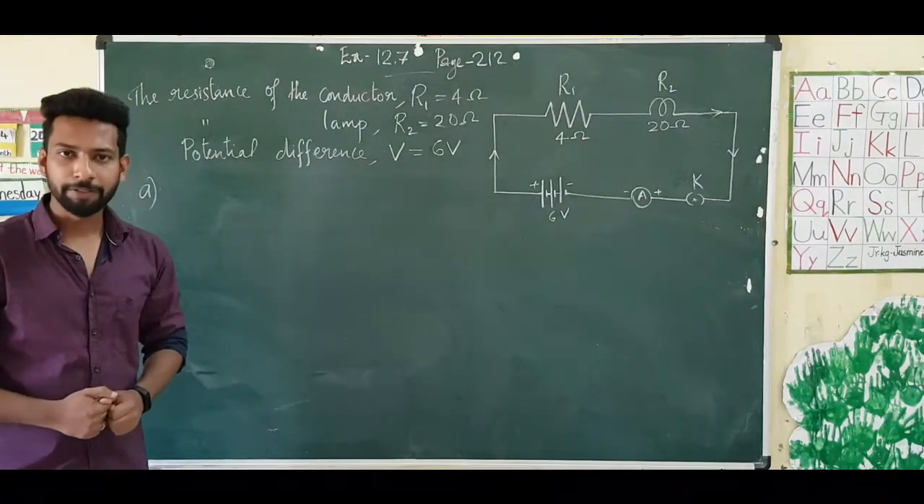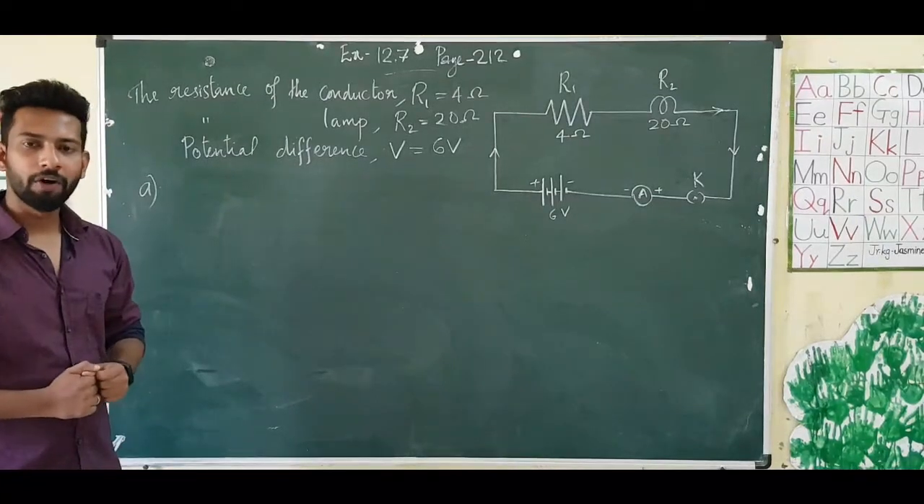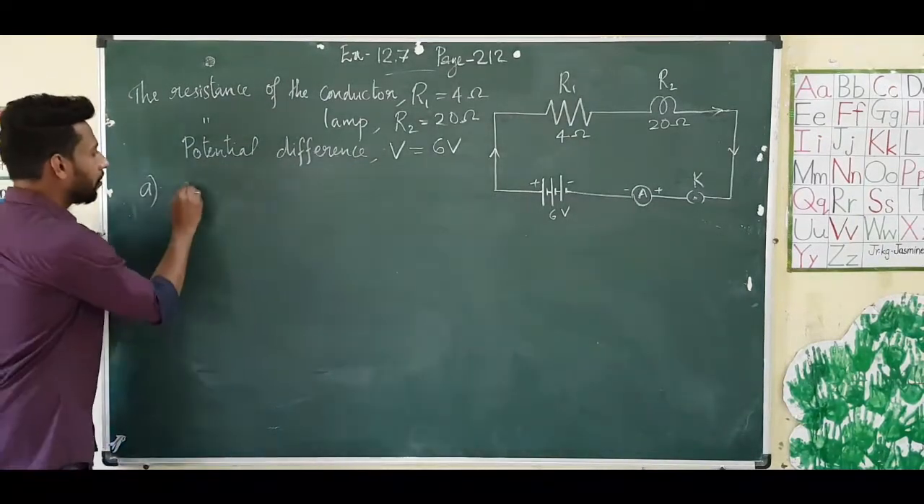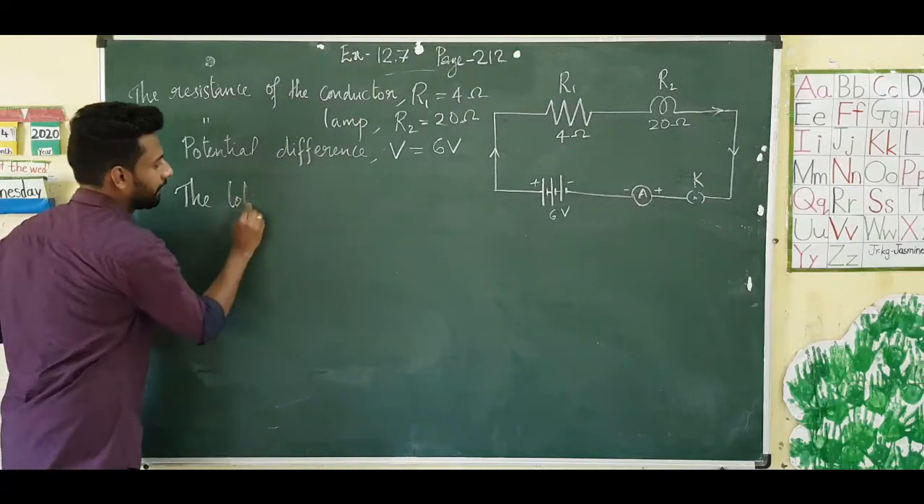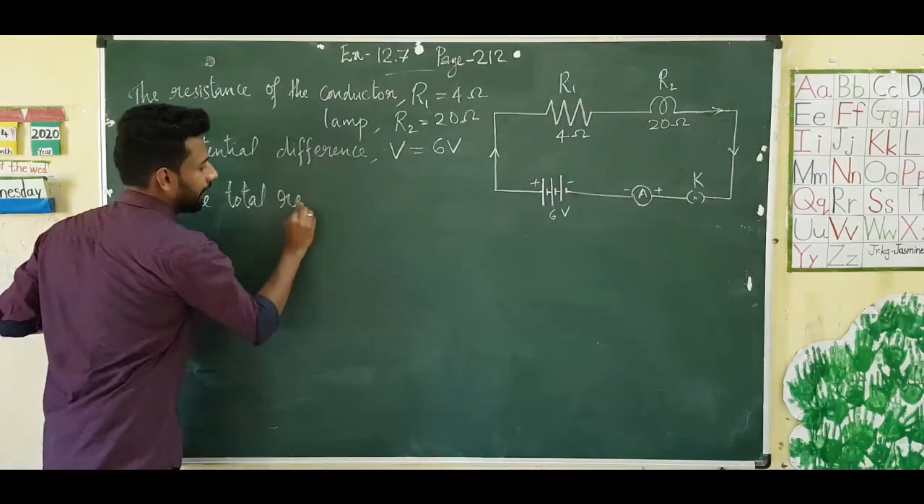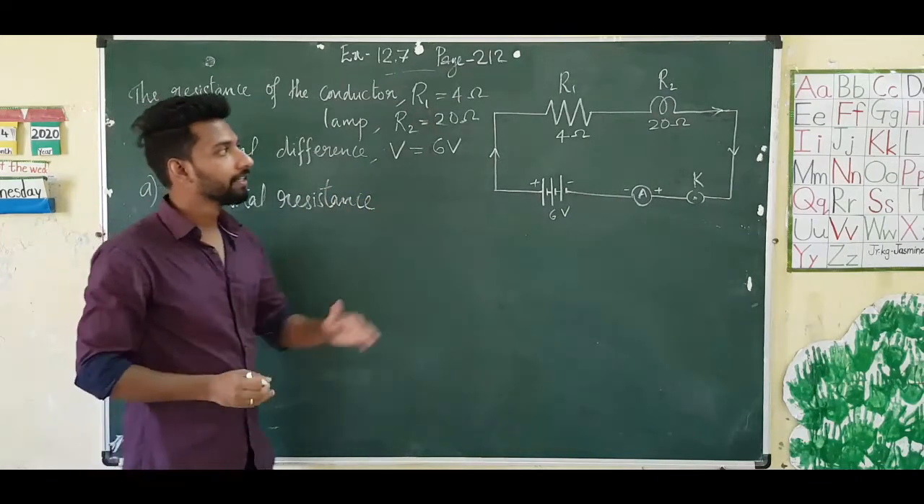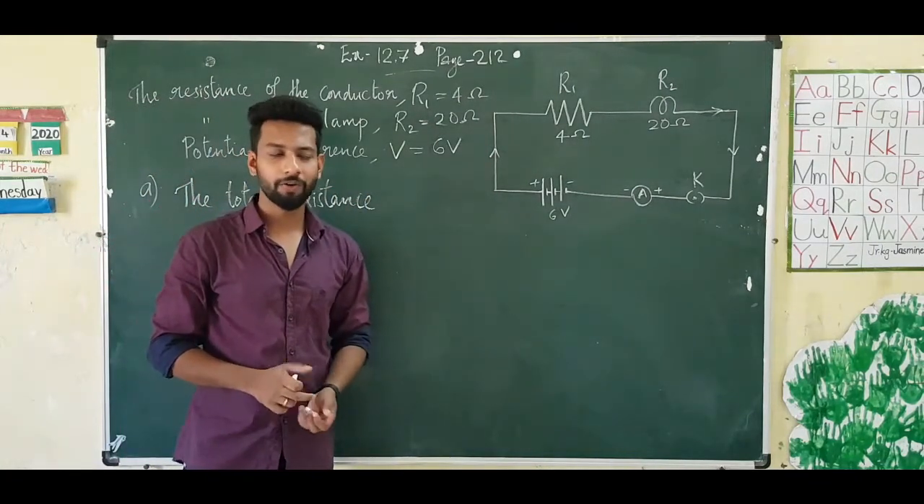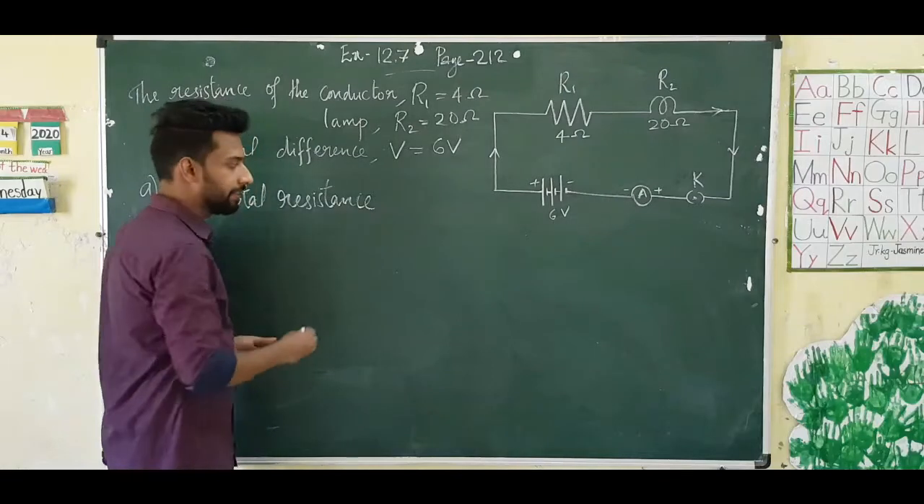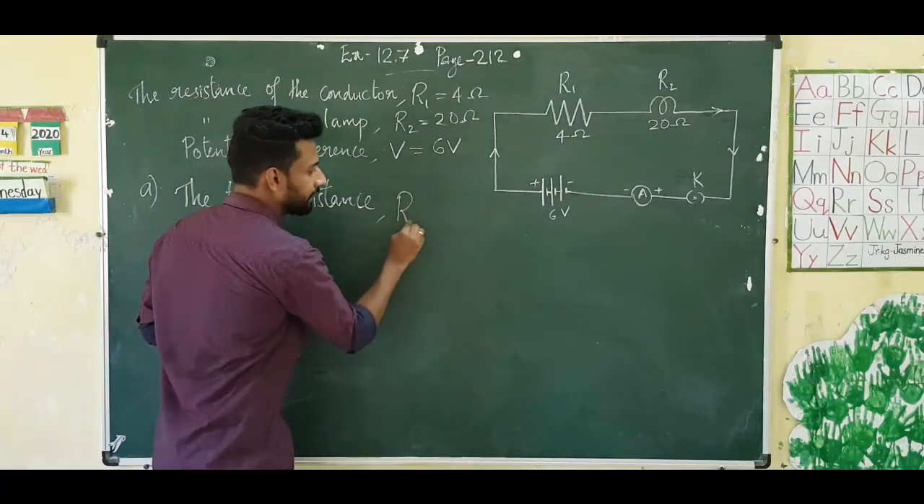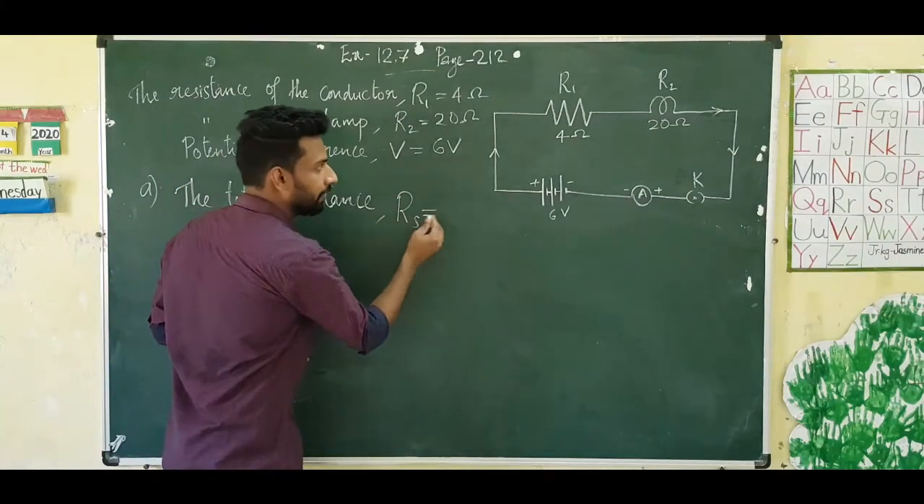Now we can solve the first part. The first part is to find the total resistance of the circuit. See, here the resistors are connected in series. So the equivalent resistance is represented by Rs. Rs is equal to, what is the equation?